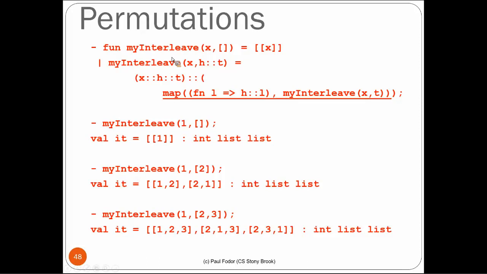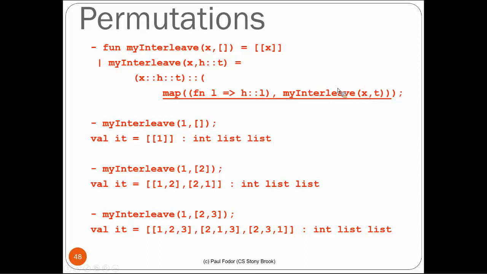Now we are consing this list, so the result of my interleave is all the possible interleavings of x in the list h t, or the second argument. So it conses this to the result of map applied to the next two elements. First it computes all the possible interleavings recursively of x and t. So basically recursively the same definitions will be used to insert x at every possible position in t.